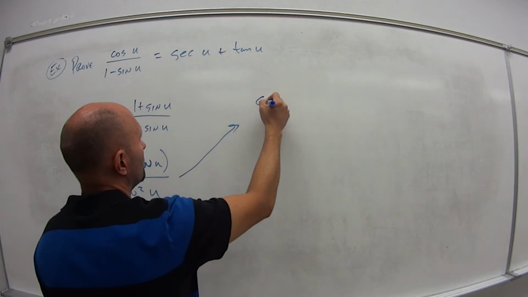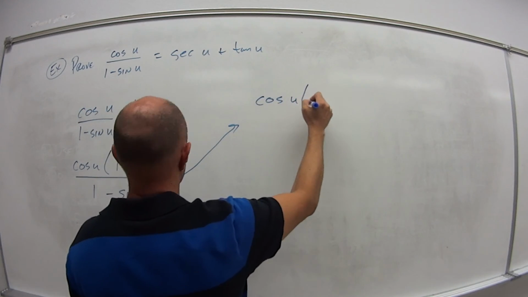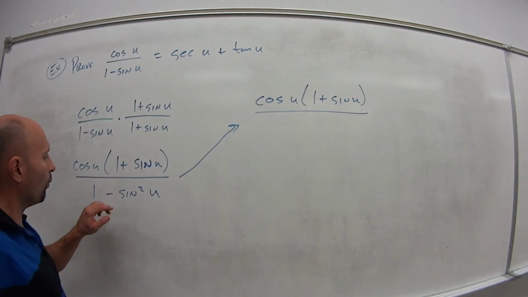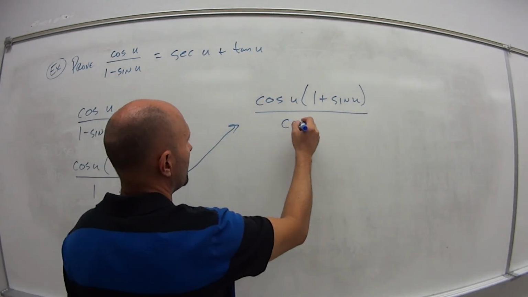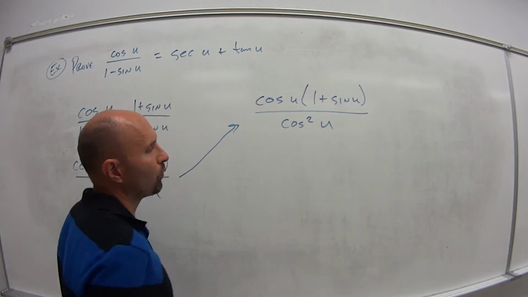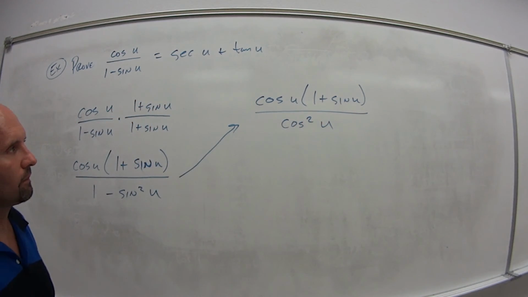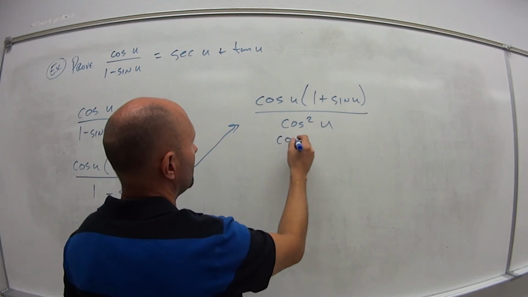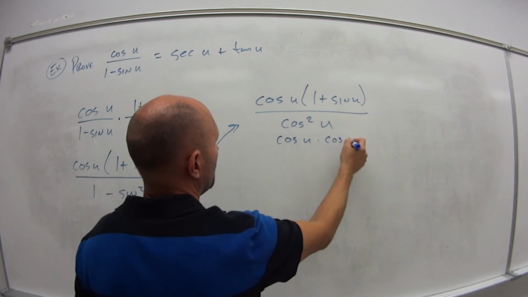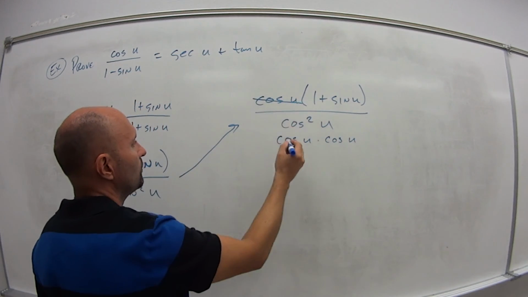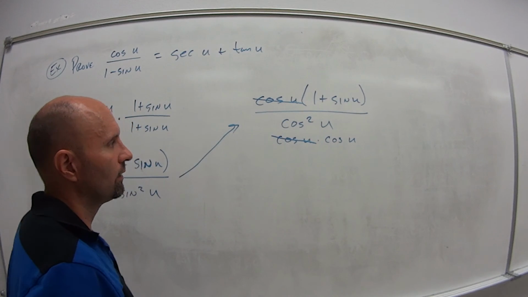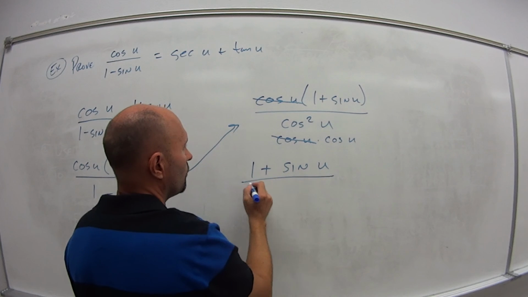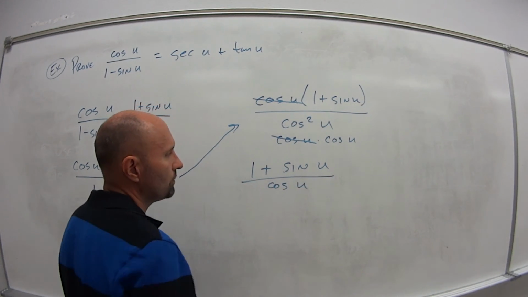So I get what on the numerator? Cosine of u and 1 plus sine of u all over 1 minus sine squared. That's equal to what? Cosine squared of u. So this is really like cosine of u times cosine of u. So this 1 in the numerator cancels with 1 in the denominator. So I'm left with what here? 1 plus sine of u over cosine of u.